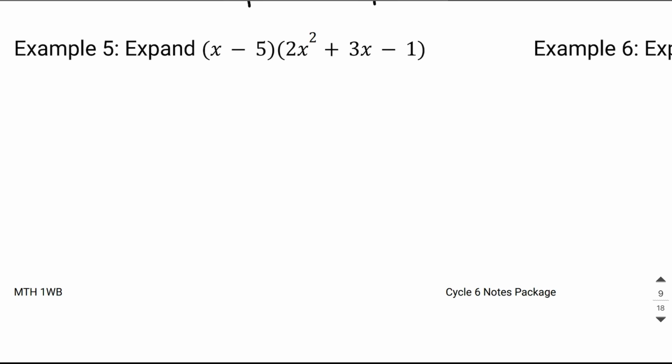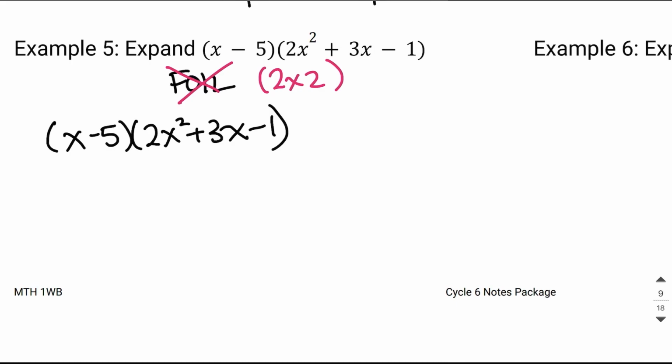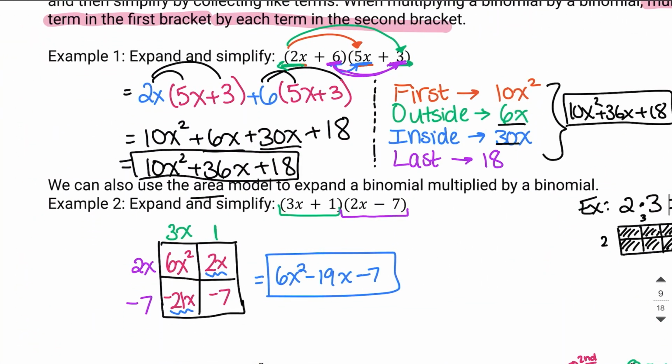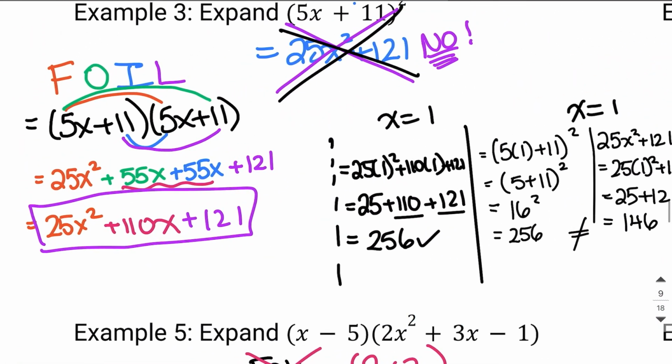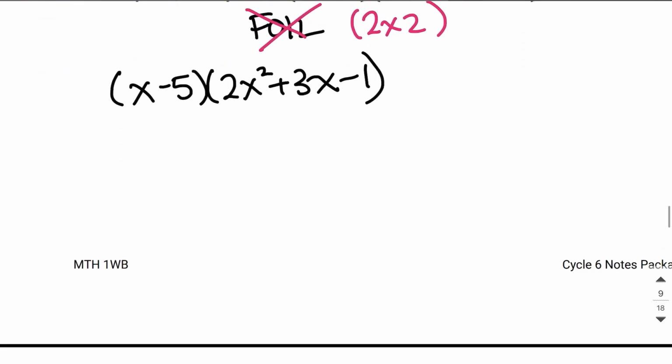Now, in this next example, FOIL will not work because when you FOIL, you need a 2 by 2, and here we have a 2 by 3. So foiling is not going to work for this, but it's still the same idea. I'm going to rewrite the example down and multiply. Like what we did up here, where we multiplied the 5x by the 5x and then the 11, here I'm going to do the same thing.